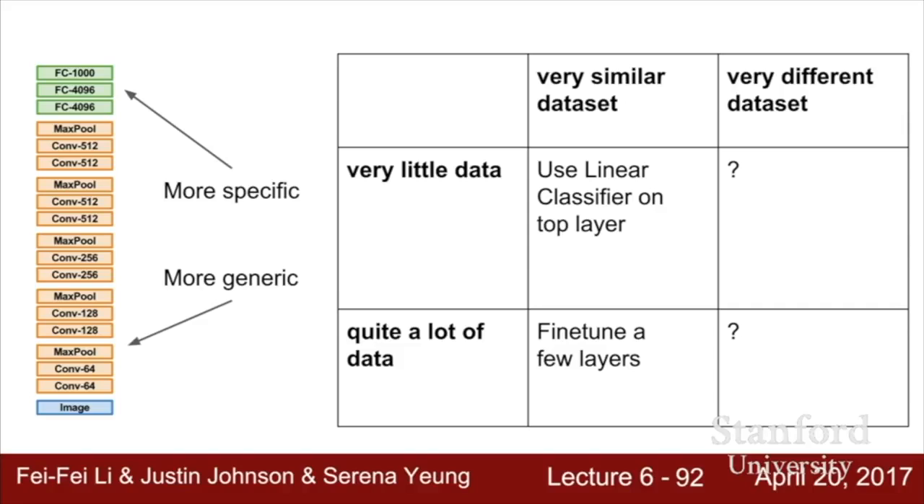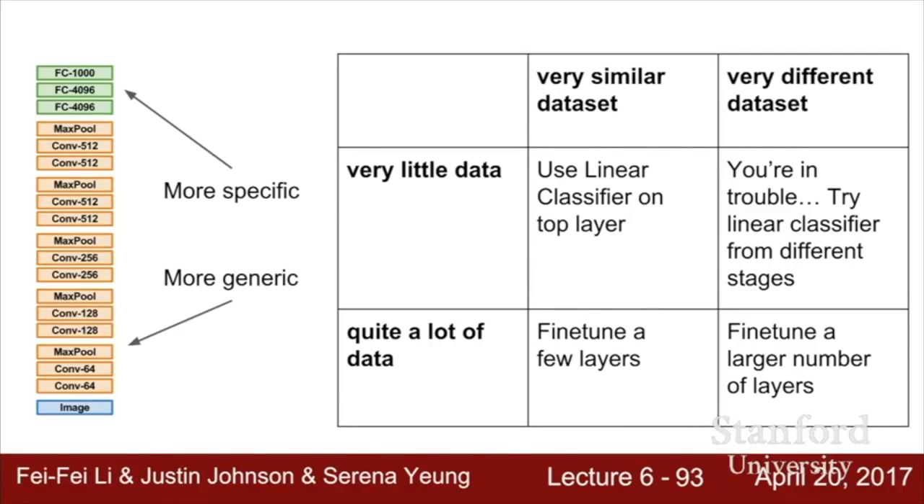Generally, if your data is very similar to something like ImageNet and you have a very small amount of data, you can basically train a linear classifier on top of features extracted using an ImageNet model. And if you have a little bit more data to work with, then you might imagine fine-tuning your model.